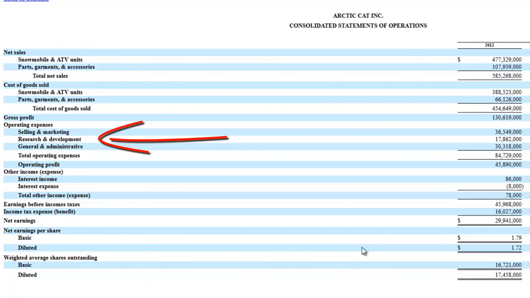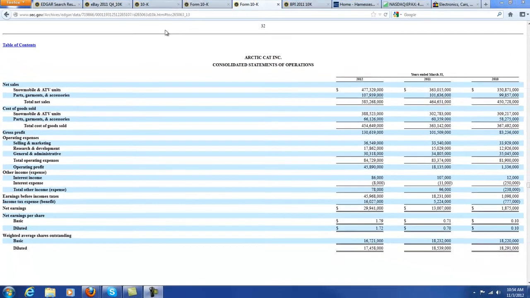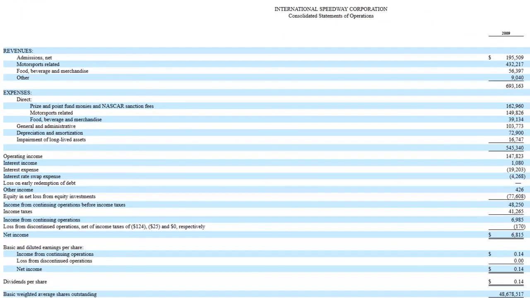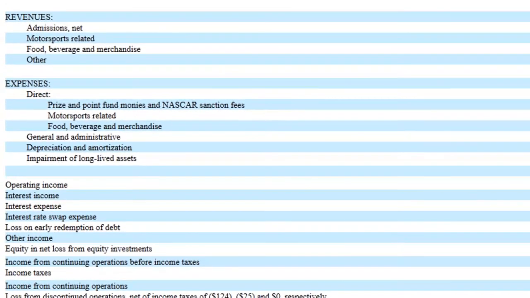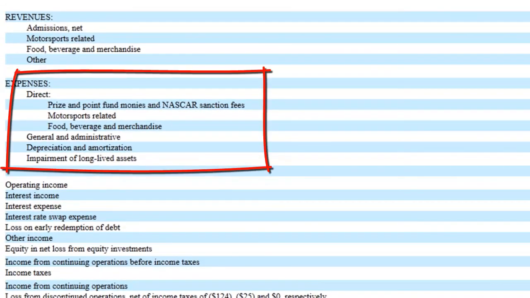While spending on research and development is important for most companies, some don't have to spend a dime on it. For example, this is the income statement for International Speedway Corporation, which is in the business of hosting NASCAR racing events. There is no research and development expense listed in the company's income statement, and the reason for this is because the company does not sell anything. It only owns racetracks and hosts NASCAR racing events. Research and development is not required.